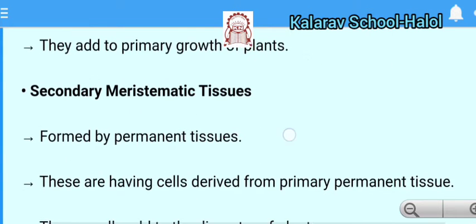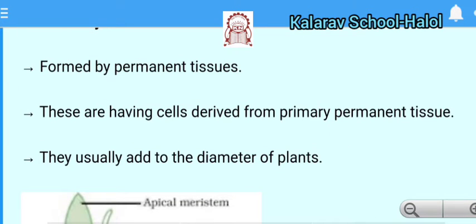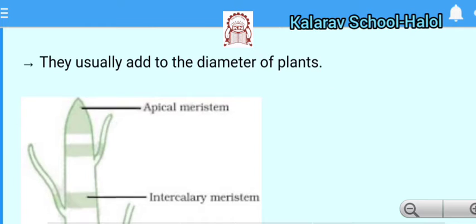Next is secondary meristematic tissue. It is formed by permanent tissues. They have cells derived from primary permanent tissue. So what we derived in primary meristematic tissue, they are available in secondary meristematic tissue. They usually add to the diameter of the plant. So that is helpful for the growth of the plant. They add to the diameter of the plant.